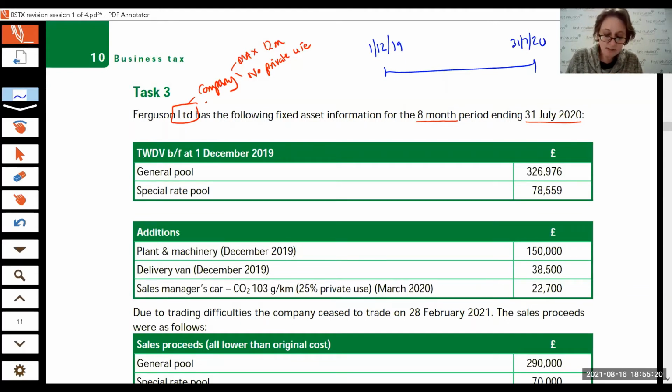Then I've got the tax written down value, and it tells me that is at December 19. So I've got my written down values brought forward at that date on the general pool and the special rate pool. So I have a special rate pool then. Remember the special rate pool, as soon as I see that I've got one of those, another little alarm rings in my mind, and I think that's that pool that potentially has more than one percentage.